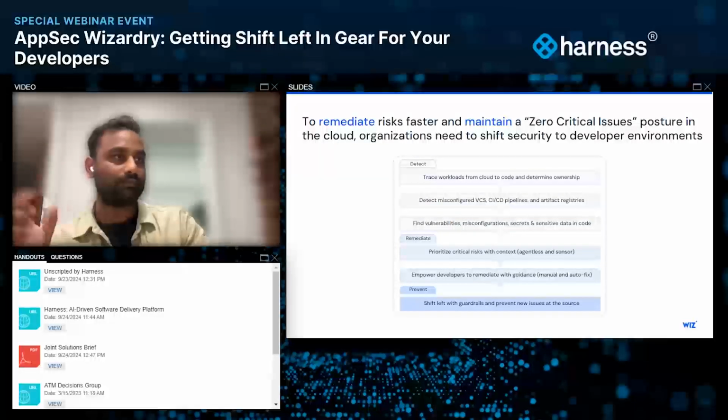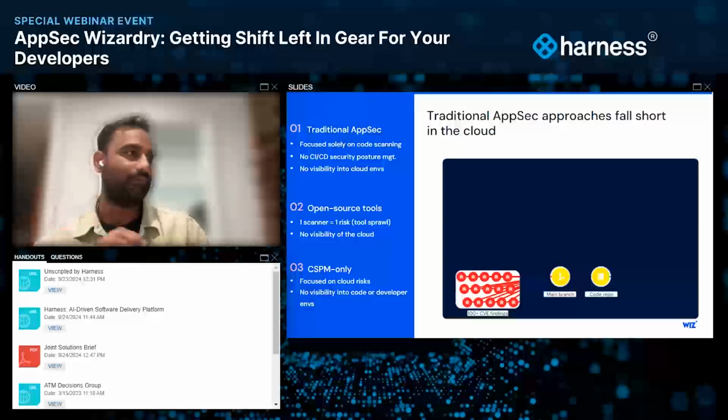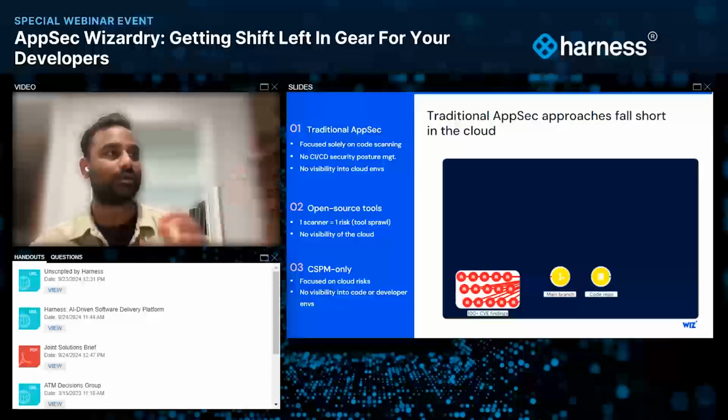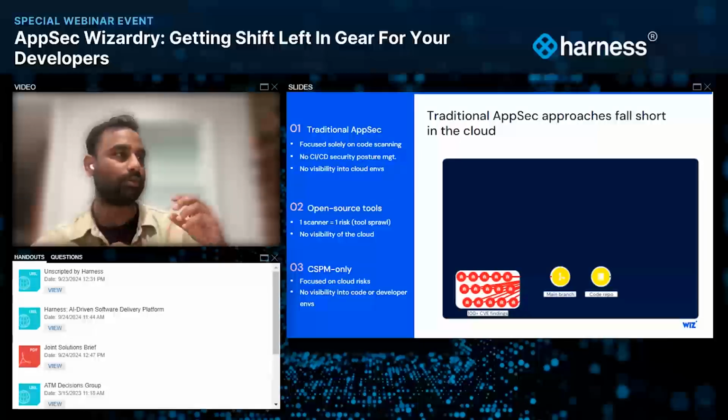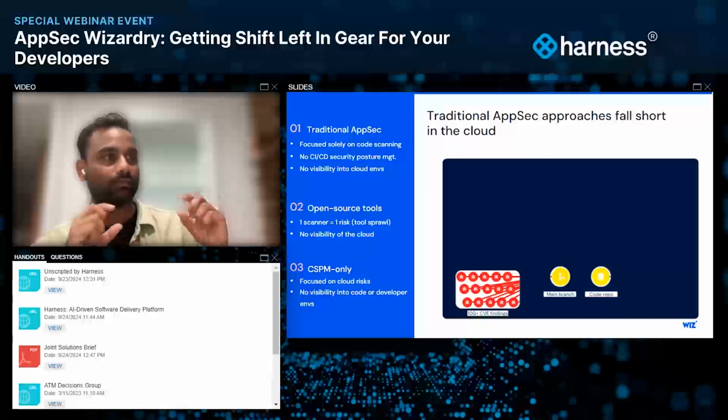So I always like to visualize what this might look like. So what I have here is a traditional AppSec approach and where it falls short. So when you're looking at just vulnerabilities, just the code repositories that these vulnerabilities live on, you're focused on just code scanning and not the CI/CD processes or the SDLC processes, and you don't have the visibility to the cloud environments that it's impacting.